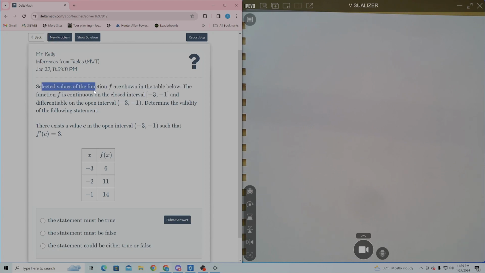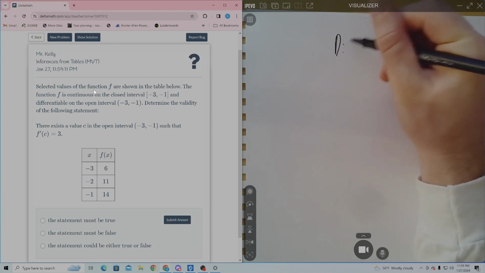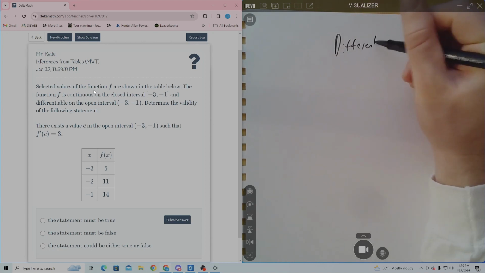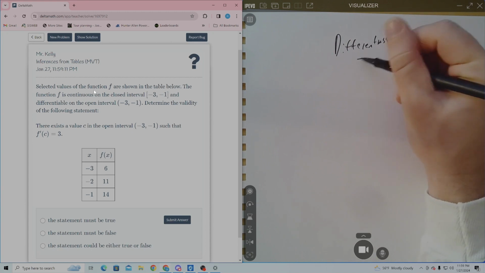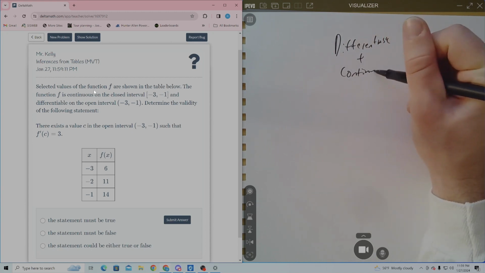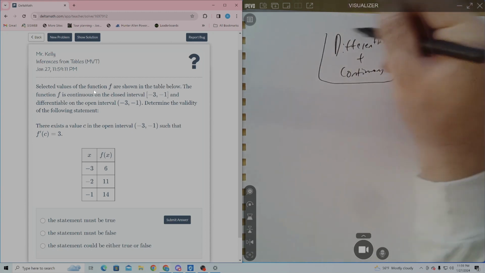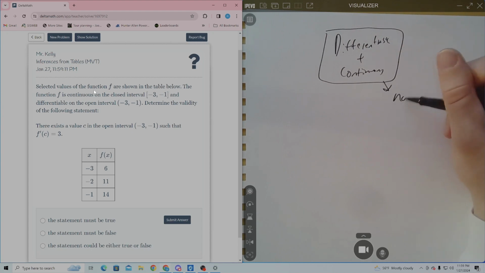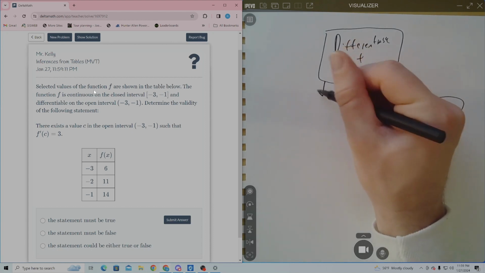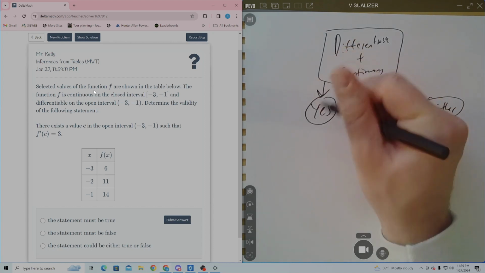First thing you want to do is make sure that it says differentiable and continuous, right? If it's differentiable plus continuous, okay, that's the first step. And if the answer to that question is no, then the answer is either, because you don't know either way. It could be true, it could not be true. If the answer to that is yes, then you're going to keep going. Okay.